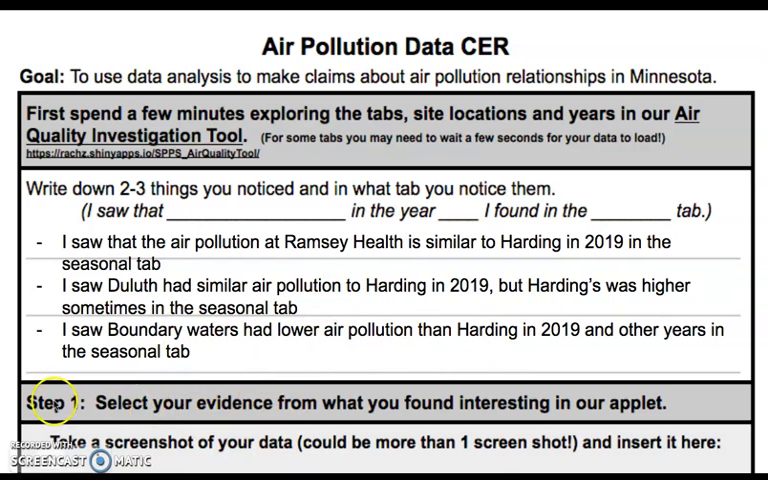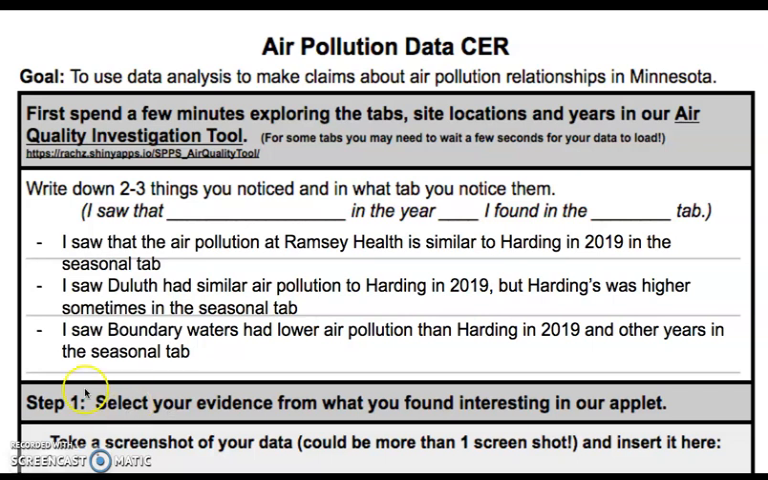So then what we're going to do is start writing our CER. CER is claim, evidence, reasoning, and it's an explanation of something in science or in everyday life or in another subject. So we start out by picking our evidence. And this applet has just tons of evidence.